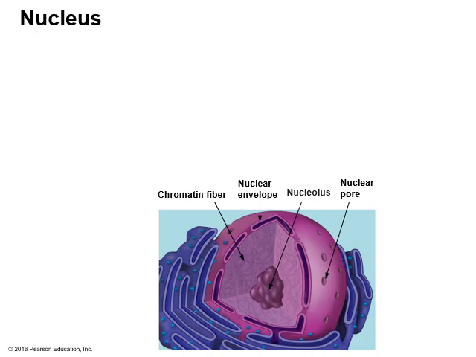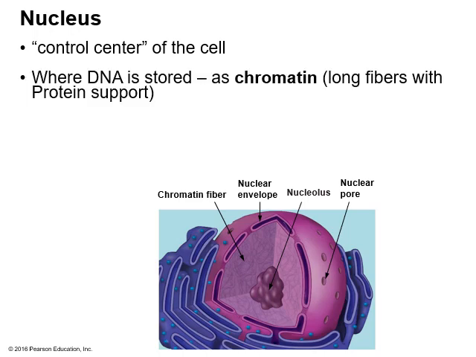Okay, the next organelle that we're going to talk about is the nucleus. The nucleus is really important because it's what we refer to as the control center of the cell. And we refer to it in that way because this is where the DNA is stored. We learned in the last chapter that DNA stores information, and that information is used for making proteins.